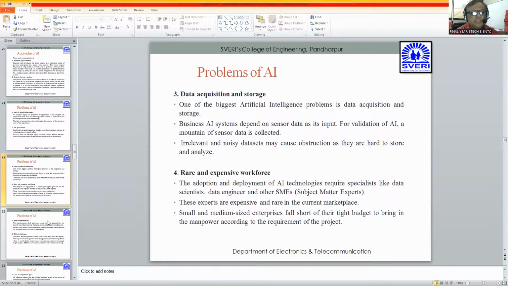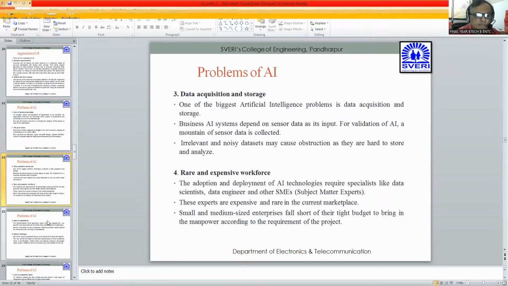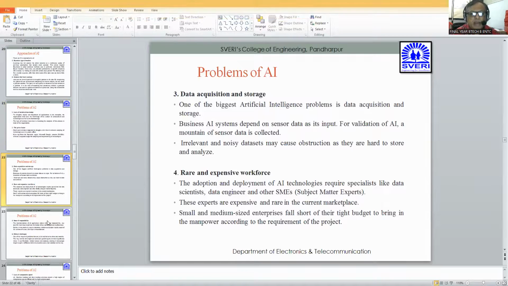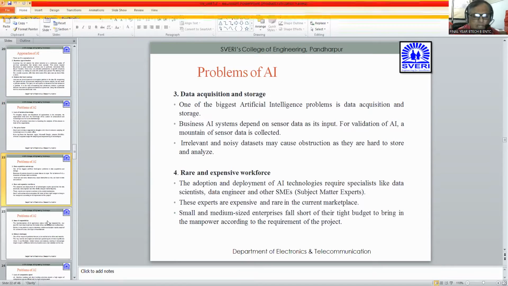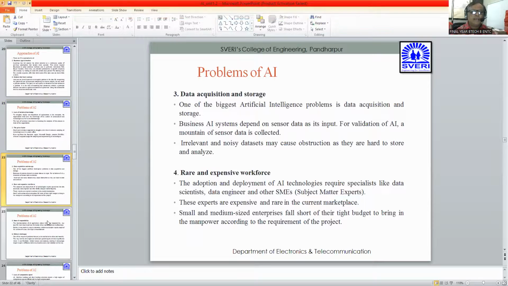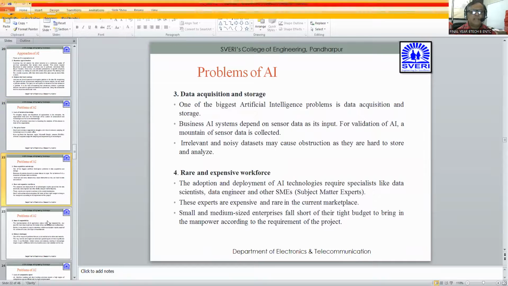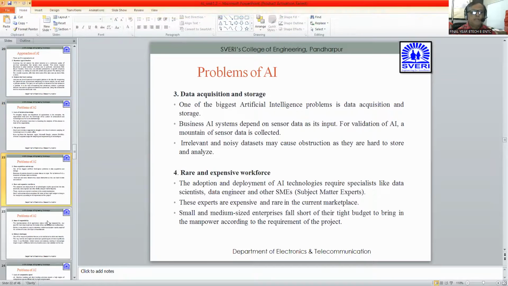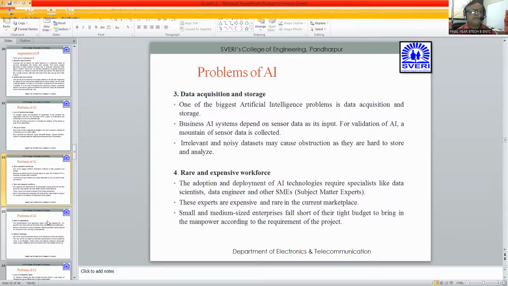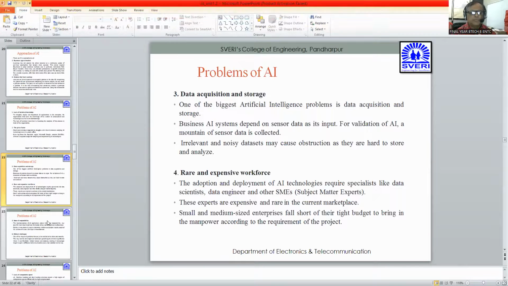Then comes data acquisition and storage. Obviously in artificial intelligence, a lot of data is going to be gathered. So the data acquisition problem is going to be there in AI, because one of the biggest problems in artificial intelligence is to acquire the data and then store it. Business AI systems depend on sensor data as input. For validation of AI, a mountain of sensor data is collected. So we'll have tremendous data coming from all the sensors. How to acquire this data and where to keep it is the most important thing.